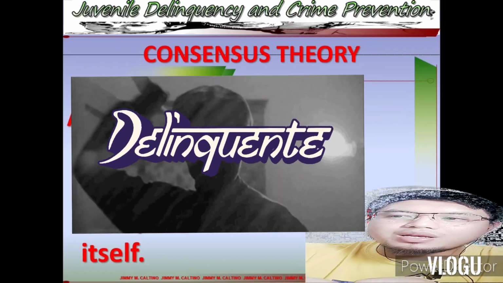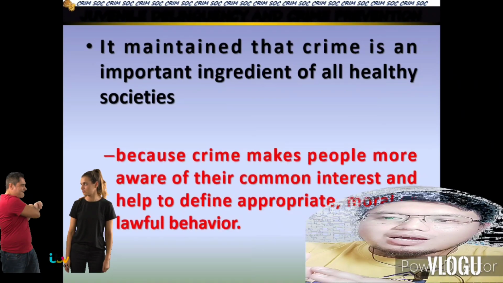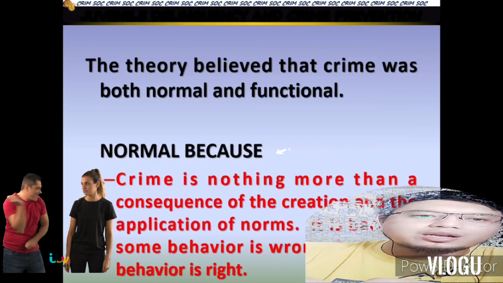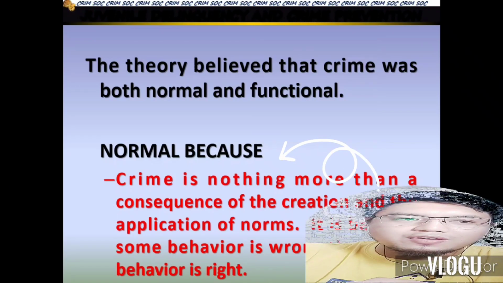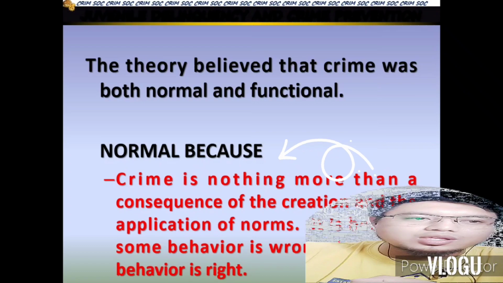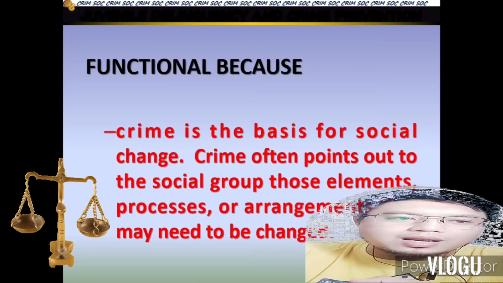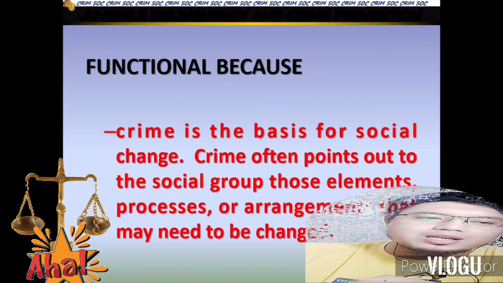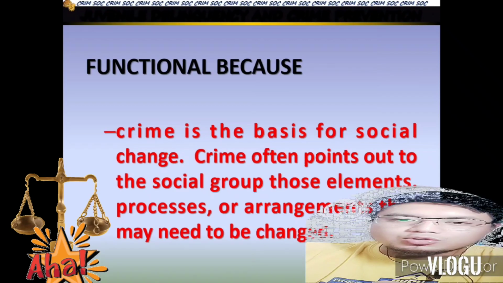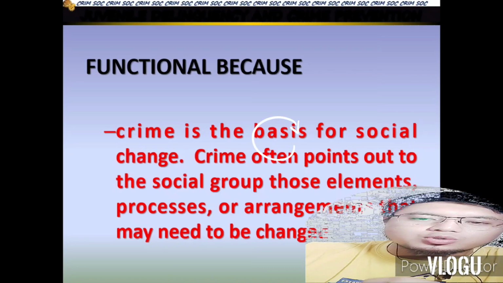Another thing is that the theory believed that crime was both normal and functional. Normal because crime is nothing more than a consequence of the creation of one action. So if you do this once, then the result will be this kind of deviancy, if that is wrong within the community. So for them, that is just normal. Meaning to say, it's just a product of our actuations. And it is considered functional, maybe because they will be making use of this to develop or to increase the knowledge, develop the community, or to make better relations between and among the members of the environment. So it is functional because it is the basis for social change.